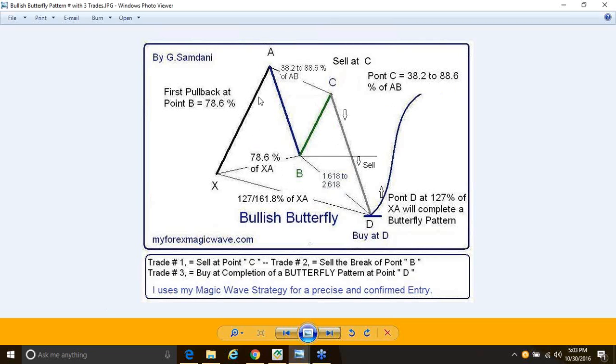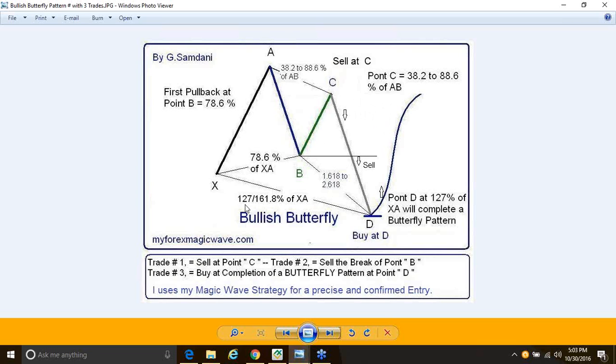But usually if you use the same fib, it goes to either 38% most of the time or the 23% line sometimes. In case of this B pullback, it's at 78% because it's a deep pullback. Then it doesn't go to the 23% line. It stays around 38%. And then from there, it turns and comes all the way to either 127% or 1.618.